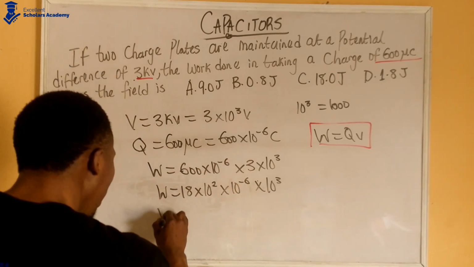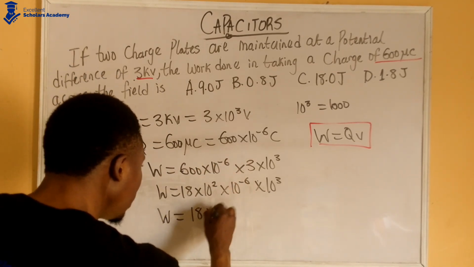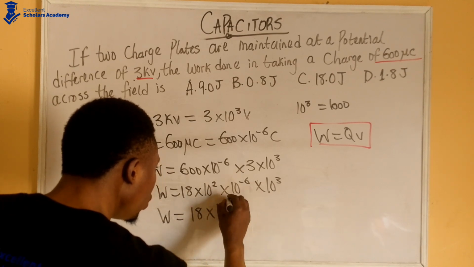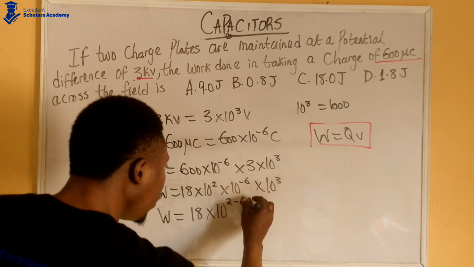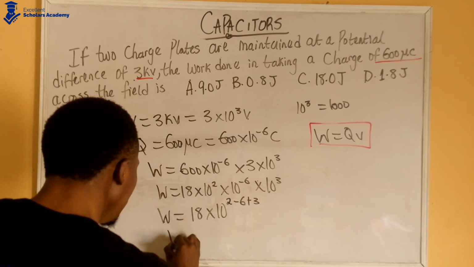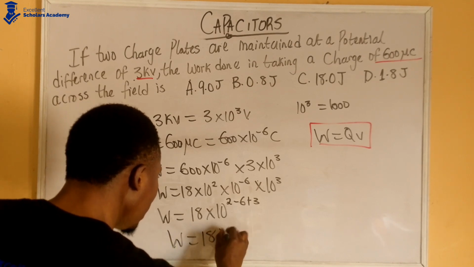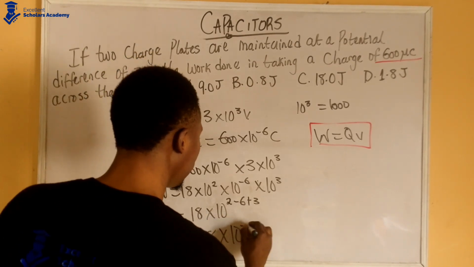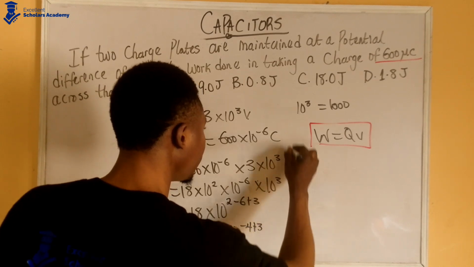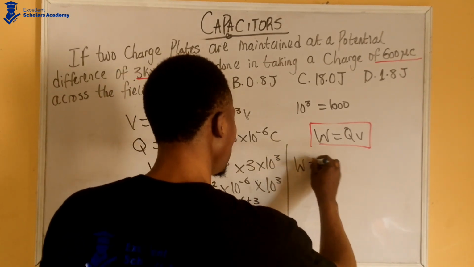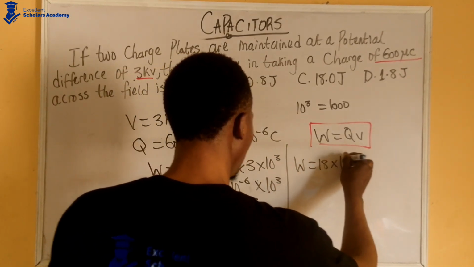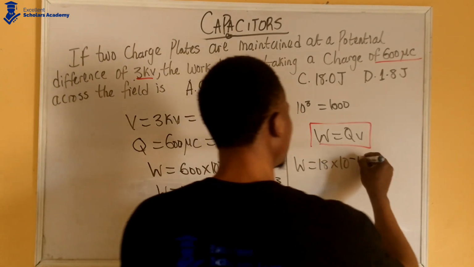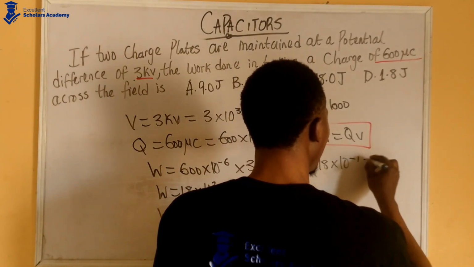So now let's do our indices. This is going to be 18 times 10 to the power of, add it, minus 2 minus 6 plus 3. So that's going to be W is equal to 18 times 10 to the power of 2 minus 6. That gives us minus 4 plus 3. So W is equal to 18 times 10 to the power of minus 4 plus 3. That gives us minus 1. So that gives us 18 times 10 to the power of minus 1 joules.